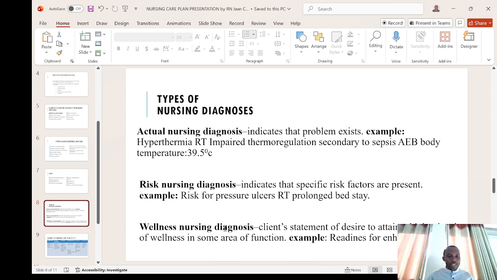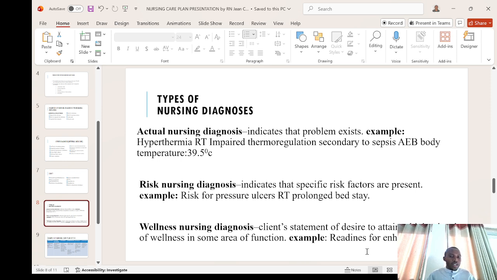There is a wellness nursing diagnosis. Here, it's a client statement of desire to attain a higher level of wellness in some area of function. Like you see the patient is now improving, but you want to do something like health promotion. You can decide to use this nursing diagnosis, which is a wellness diagnosis, readiness for enhanced nutrition.